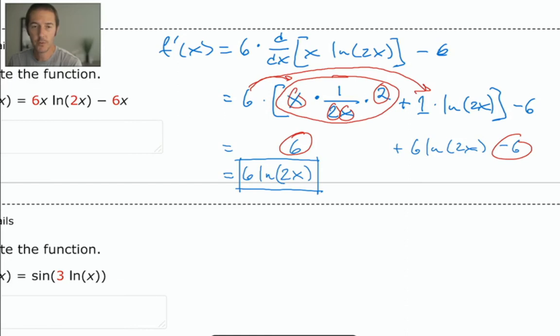Otherwise, the chain rule is kind of built into the process of taking the derivative of the natural log of 2x. The derivative of the natural log of 2x was equal to 1 over 2x. That's normal. But then when you multiply by the derivative of 2x, that's really you implementing the chain rule. So we had to multiply by 2.